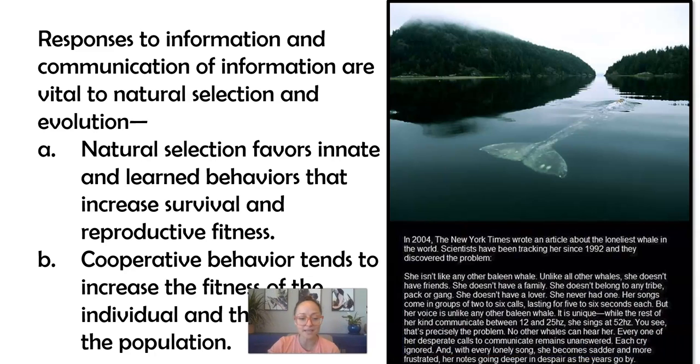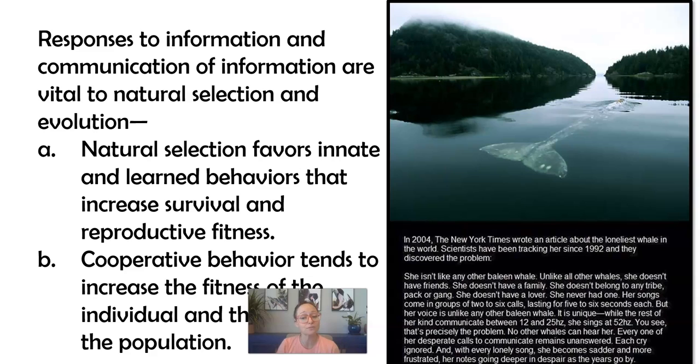But this is a really sad story, an example of the importance of communication between individuals and how it determines fitness, high or low. In 2004, the New York Times wrote an article about the loneliest whale in the world. Scientists have been tracking her since 1992, and they discovered the problem. She isn't like any other baleen whale. Unlike all other whales, she doesn't have friends. She doesn't have a family. She doesn't belong to any tribe, pack, or gang. She doesn't have a lover, and she never had one.